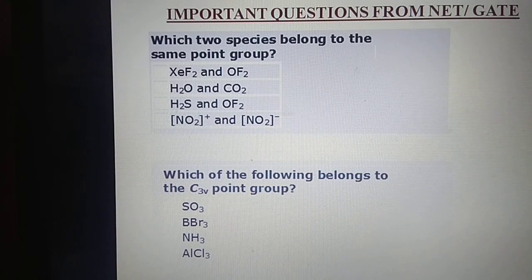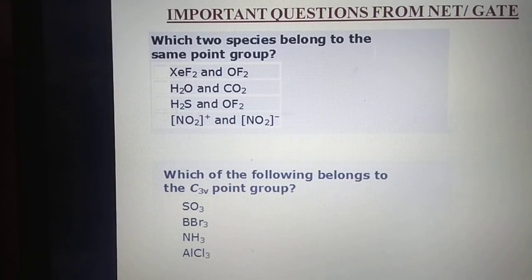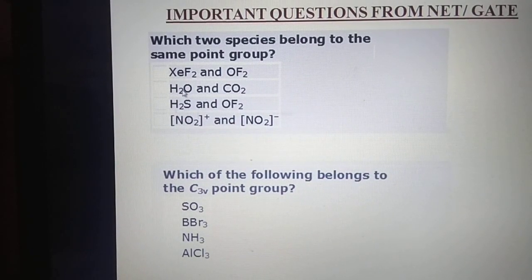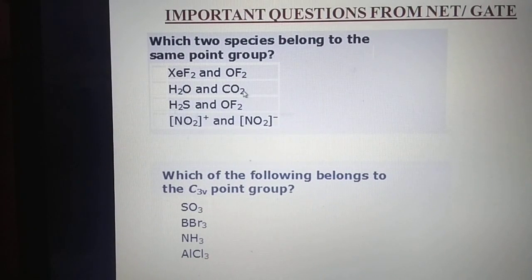Well, very first question here is, which two species belong to the same point group? First option is XeF2 and OF2. Now, here the point group should not be same. Why? Because XeF2 is a linear molecule, whereas OF2 is a bent molecule, as there are two lone pairs on oxygen atom. Next example is H2O and CO2. Again, the point group should not be same. Why? Because water is a bent molecule, whereas CO2 is a linear molecule.